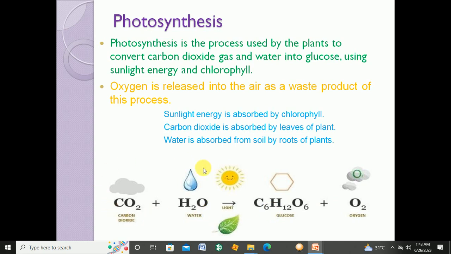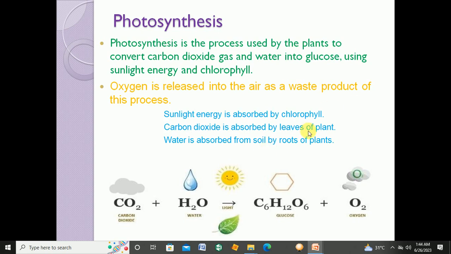Where do these ingredients come from? First of all is the carbon dioxide. Carbon dioxide is absorbed by the leaves of the plants. Water is absorbed from the soil by the roots of the plants, and sunlight is absorbed by chlorophyll. These two ingredients that are written above and below the arrow, and sunlight is being absorbed by the chlorophyll.